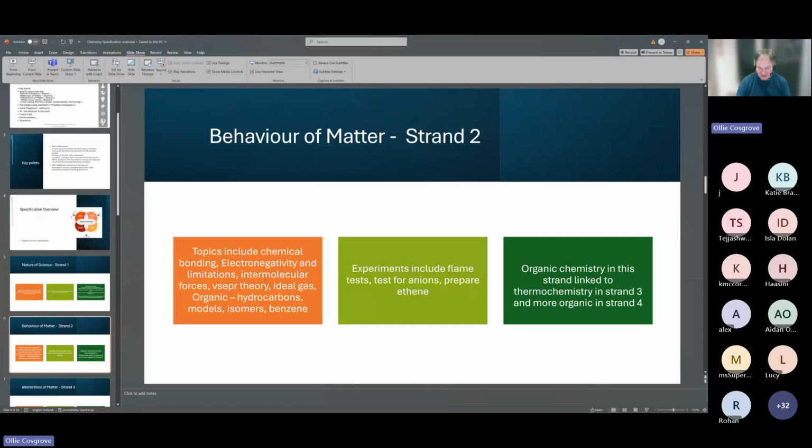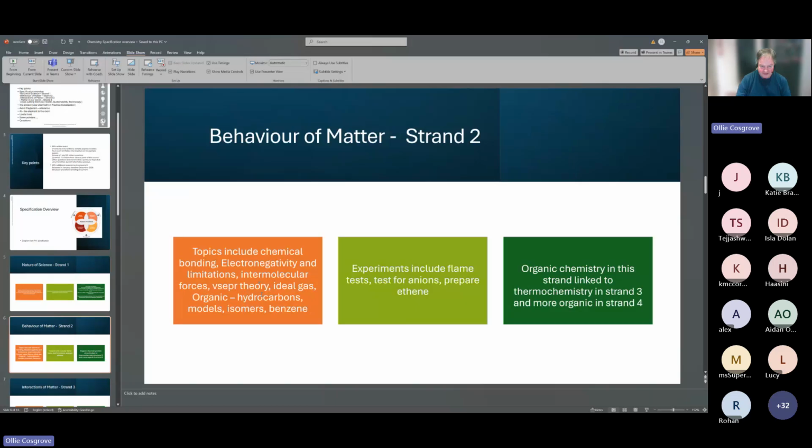Intermolecular forces are much the same as they were, but they're renamed. They used to call them van der Waals. Now van der Waals is used as an umbrella term. So you've got London dispersion forces, dipole-dipole forces, hydrogen bonding, and ion dipole forces.